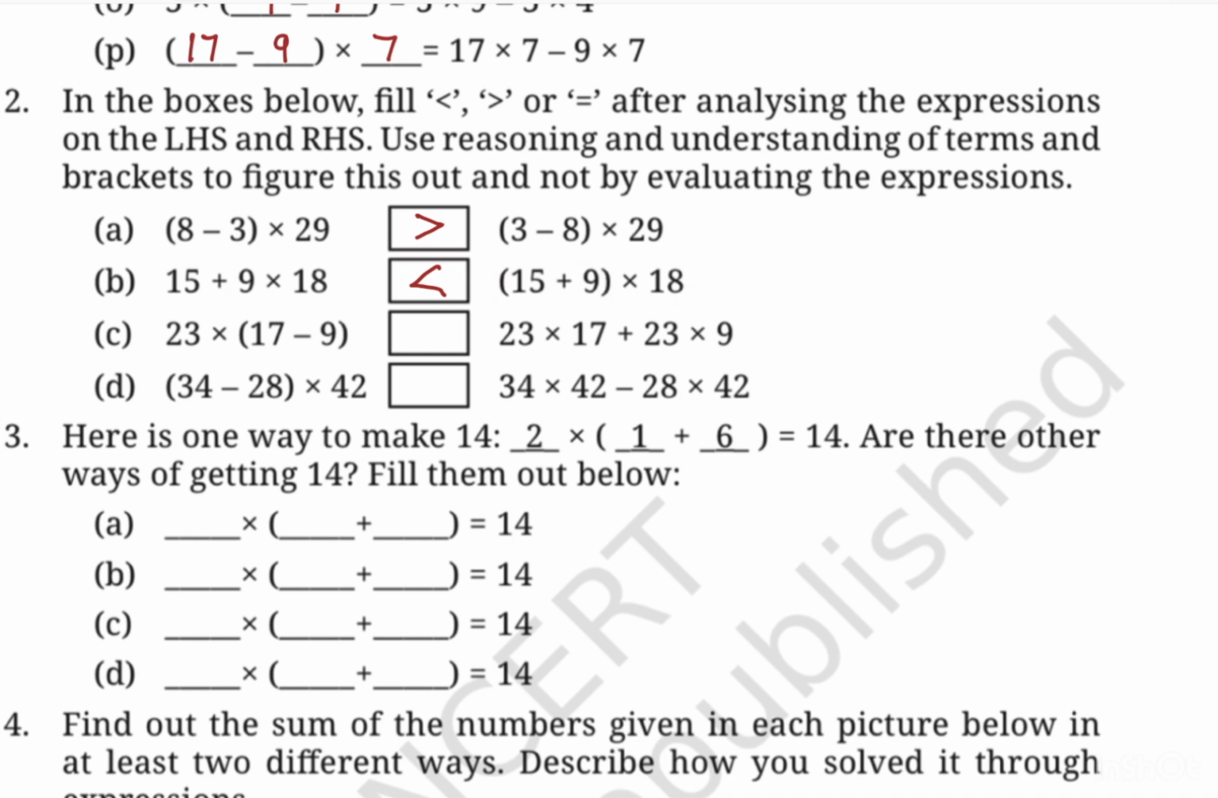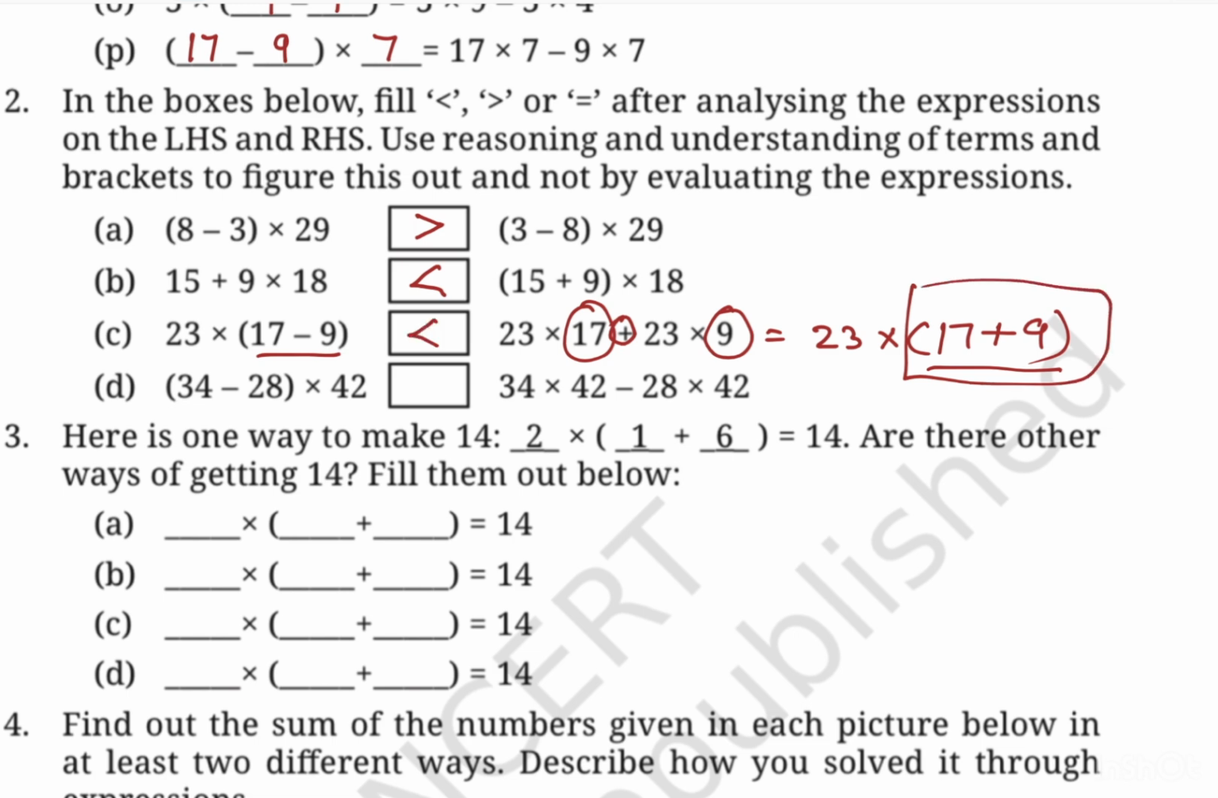Next question, 23 is multiplied by 17 minus 9, and here 23 multiplied by 17 plus 23 multiplied by 9. We can write it as 23 multiplied by 17 and 9. So here 17 minus 9, here 17 plus 9. So this is the greatest one. So the sign will be less than.